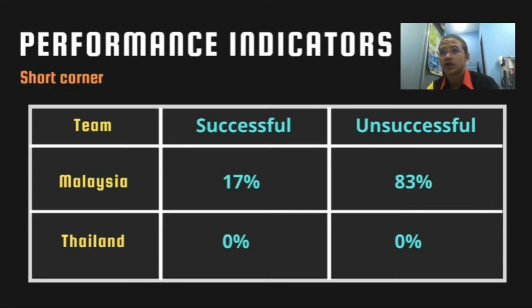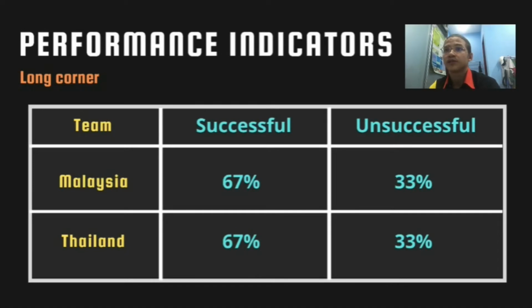Next is short corner for the Malaysia and Thailand teams. Malaysia's short corner successful is 17% and unsuccessful is 83%, while Thailand's short corner, both successful and unsuccessful, is 0%. Long corner for the Malaysia and Thailand teams: Malaysia's successful long corner is 67% and Thailand also has a successful long corner of 67%, and for both teams, unsuccessful long corner is 33%.